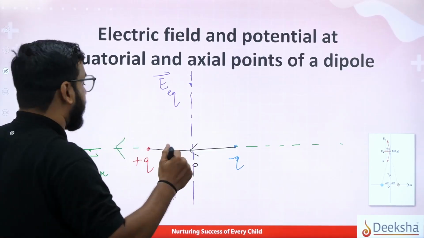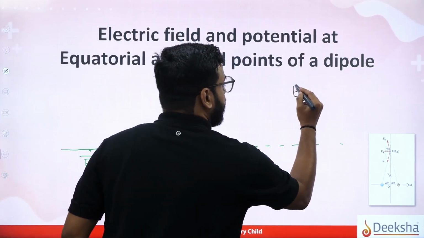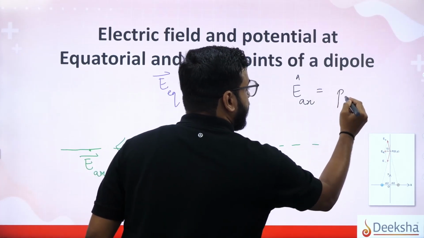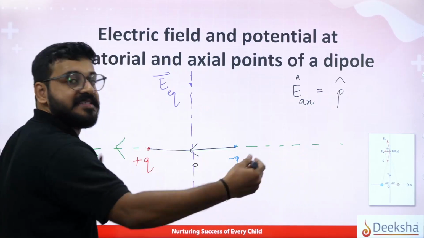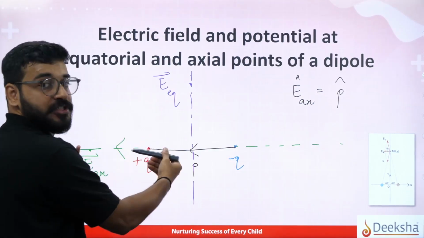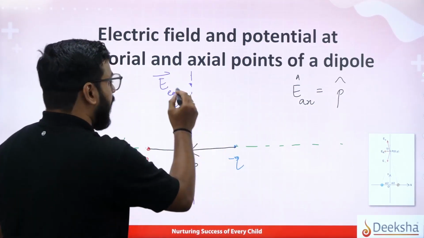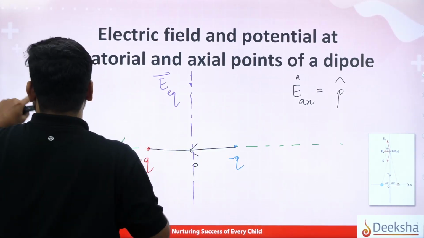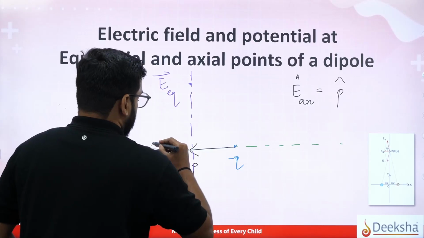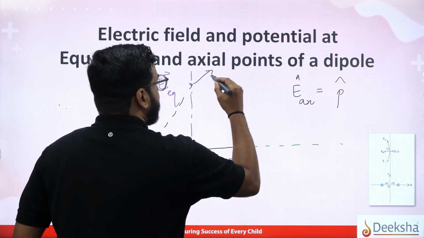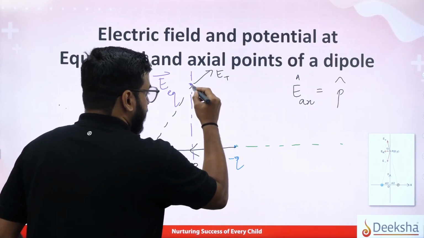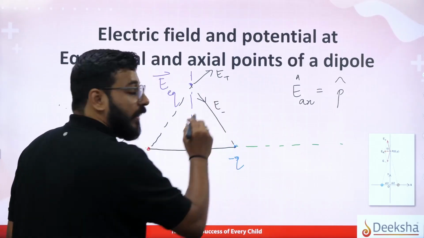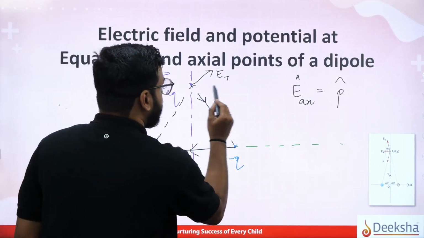Always keep in mind that the unit vector of E axial is the same as the unit vector of P. That means they both point in the same direction, the direction of the dipole moment. And E equatorial, now this is very interesting, just look here. The electric field due to the positive charge is in this direction and the electric field due to the negative charge is in this direction. So where will the resultant be? It will be in this direction.